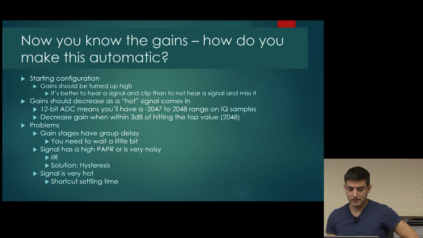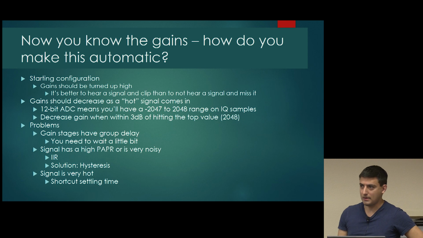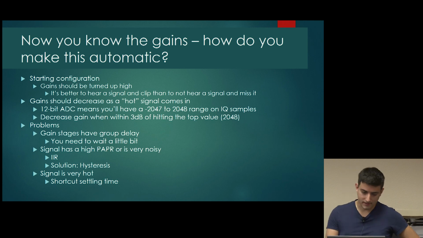Another issue is some signals have a very high crest factor, such as OFDM. So in order to combat that, there's a programmable IIR that we implemented. So knowing your waveform, you can adjust certain settings in the device-independent part of the AGC core, so then you can have your AGC core not change gains on a per symbol basis or per sub-symbol basis.